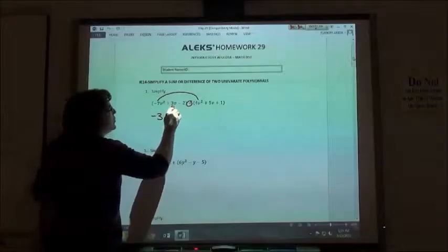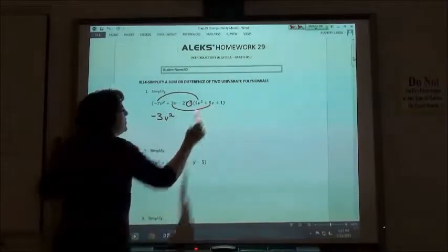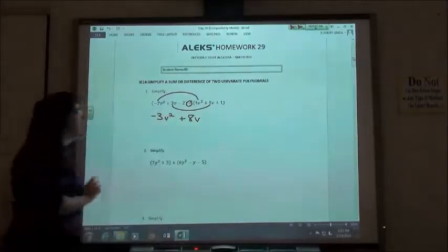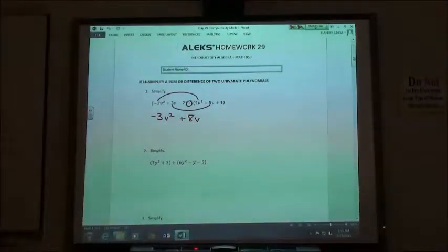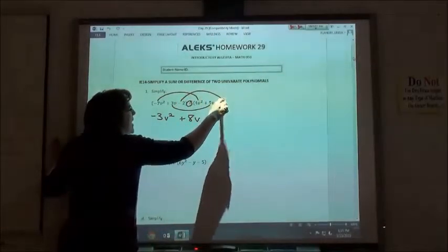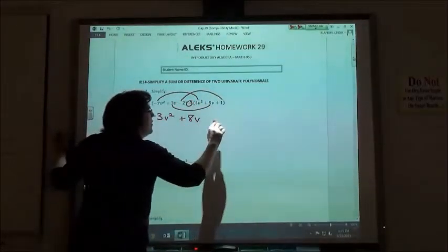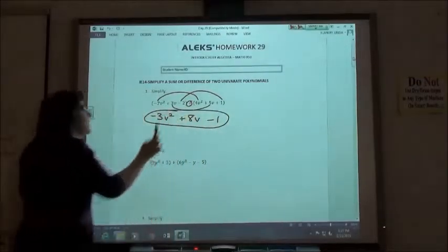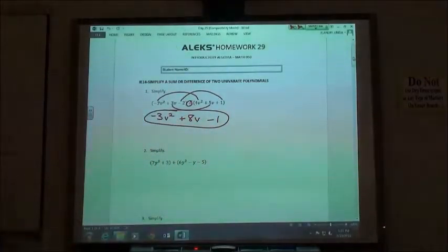Then we do our middle terms. Positive 3v plus 5v is positive 8v, and we need to make sure we put that sign in there since it's not the leading term. And then our constant terms are numbers. Negative 2 plus 1 would be negative 1. So negative 3v squared plus 8v minus 1 would be our answer.